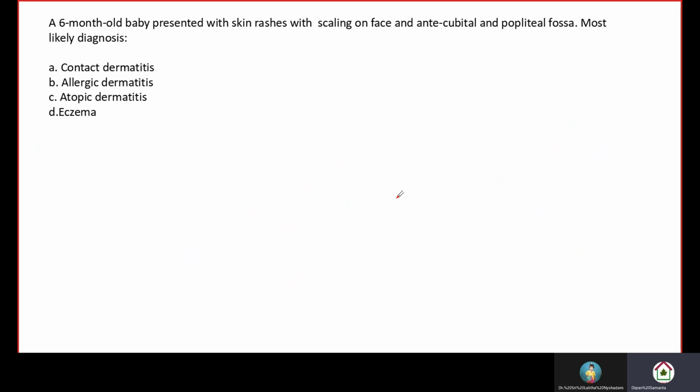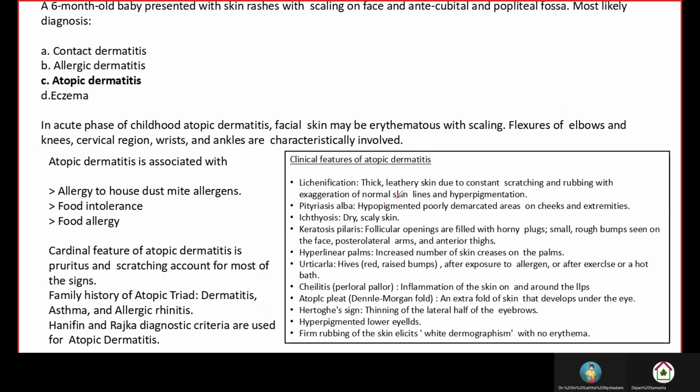and popliteal fossa. Okay. Most likely diagnosis: contact dermatitis, allergic, atopic eczema. So the answer will be atopic dermatitis. Now, what happens is that atopic dermatitis is associated with allergy to house dust, mite allergens, food intolerance, food allergy. And in acute phase of childhood atopic dermatitis, facial skin may be erythematous with scaling.